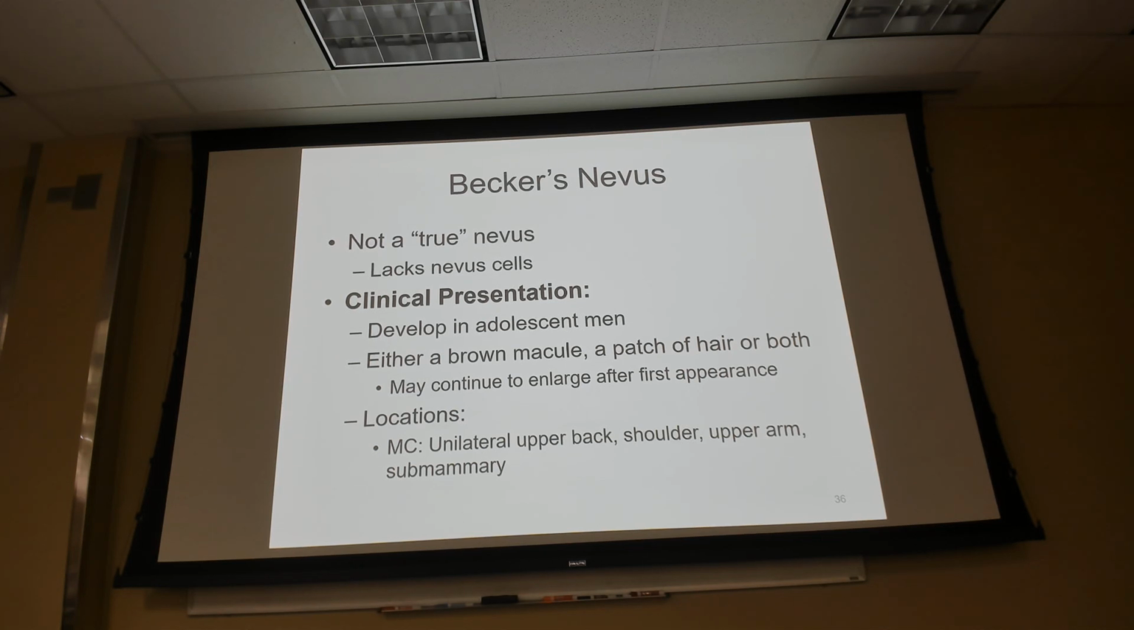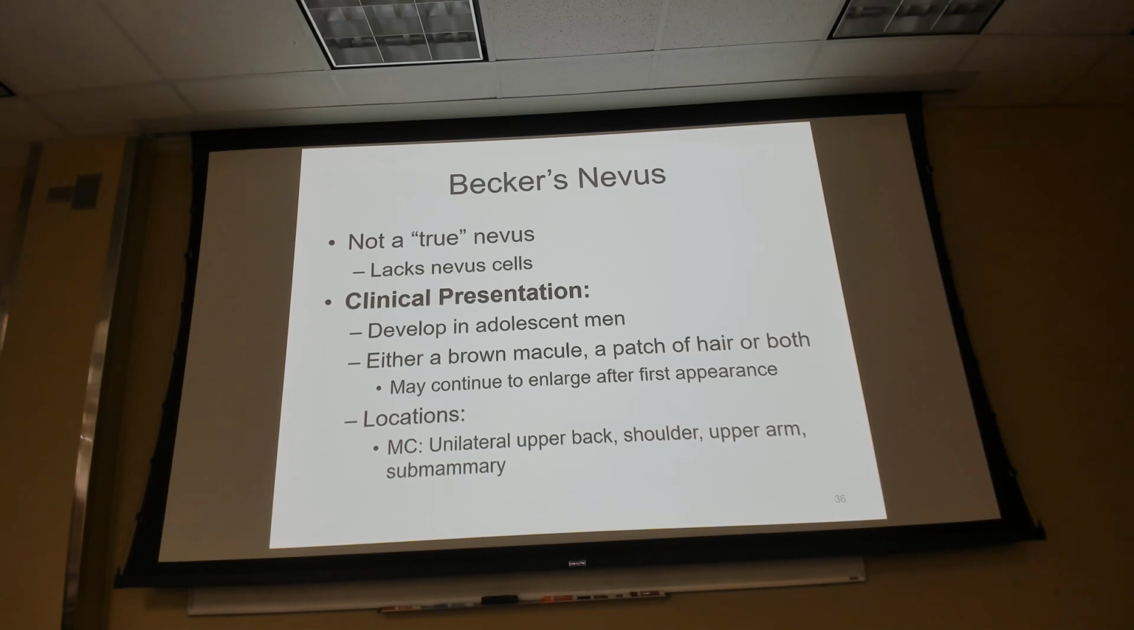It's not true again because it doesn't have any of the cells, but it does look just like a mole, and so that's the reason why it was put into the textbooks. Usually it develops in adolescent men. This could be either a brown macule, a patch of hair, or both. So we're either just going to see a macule, or it could be covered up by all of the hair, or it's actually just making more hair in this location.